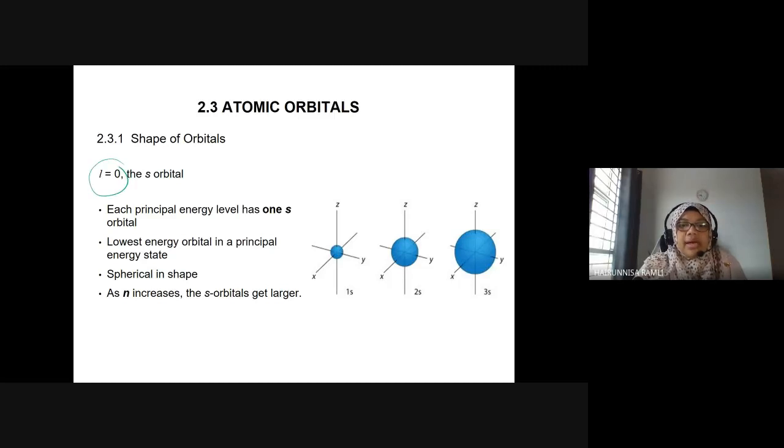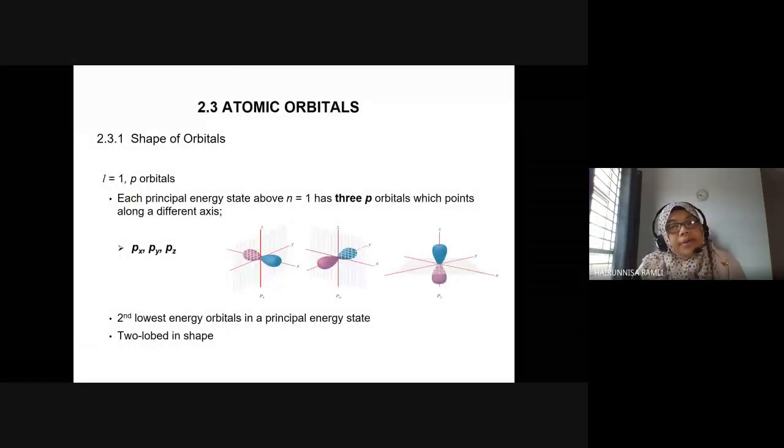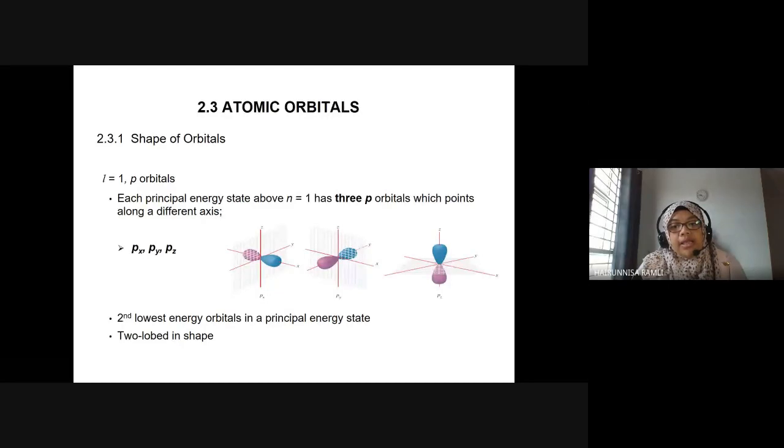So macam mana nak bezakan S dia punya shape? Size lah. As N increases, okay, the S orbitals get larger. So 1S kecil, 2S of course lagi besar, 3S lagilah besar. Sebab dia actually ikut N. Dia punya shell dia kan bertambah. Tapi bentuk sama. Okay. So PX, PY, PZ pun sama. Lagi N besar, lagi besarlah bentuk dumbbell dia tu. Okay. Dia dapat two lobe lah in shape.